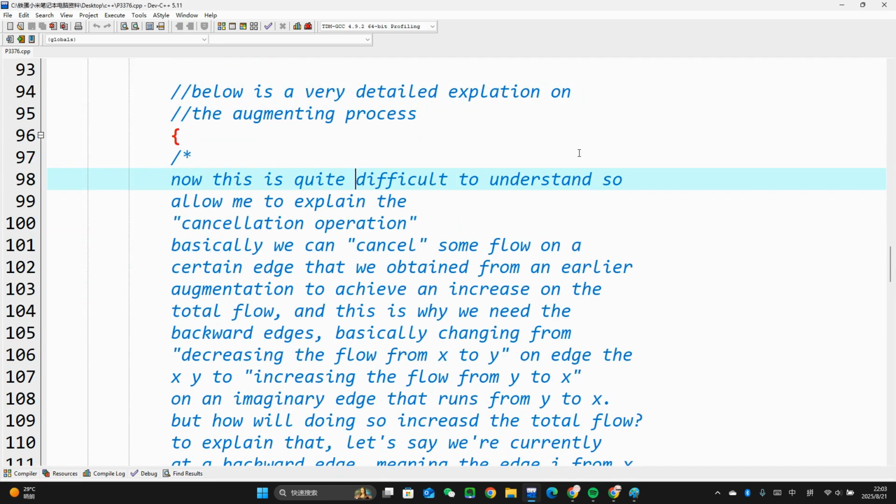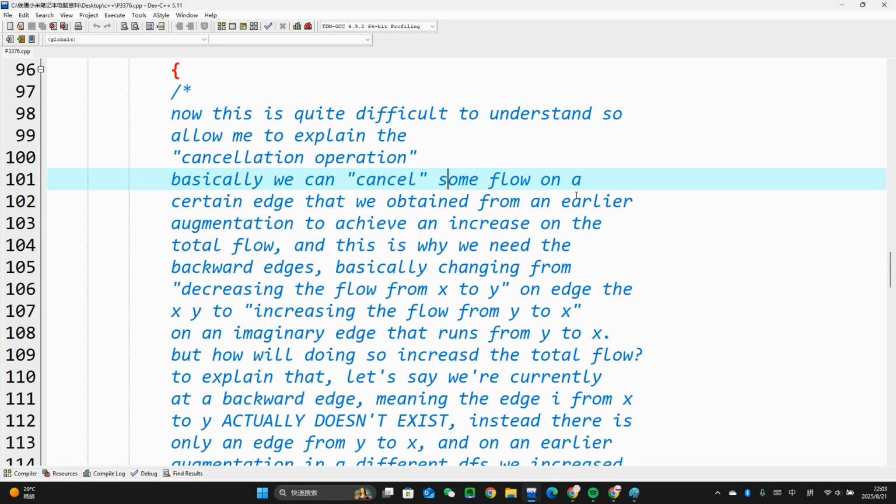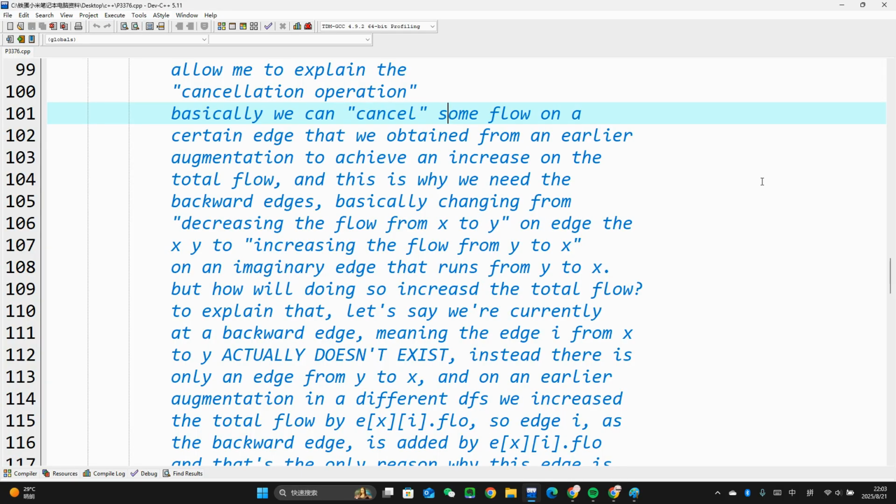Okay, now this is quite difficult to understand, so allow me to explain the cancellation operation. Basically, we can cancel some flow on a certain edge that we obtained from an earlier augmentation to achieve an increase in the total flow, and this is why we need the backward edges. Basically, it changes from decreasing the flow from X to Y on the edge XY to increasing the flow from Y to X on the imaginary edge that runs from Y to X.